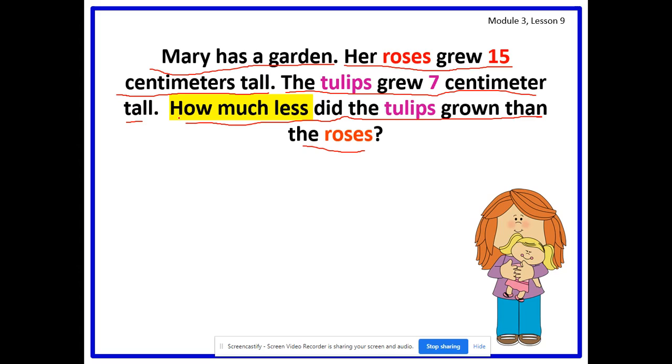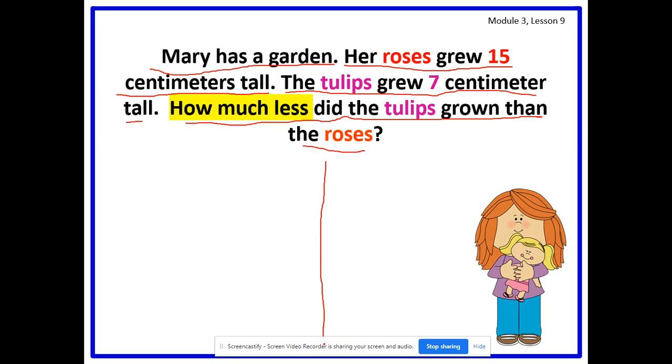Again, we are comparing, because this is our keyword to let us know we are comparing: how much less? So that means if we compare, we are going to subtract. What are we going to do? Get ready. Yes, subtract. So first, we can draw our picture.